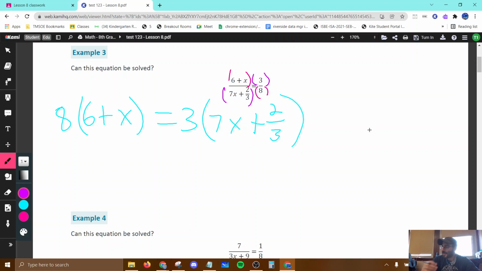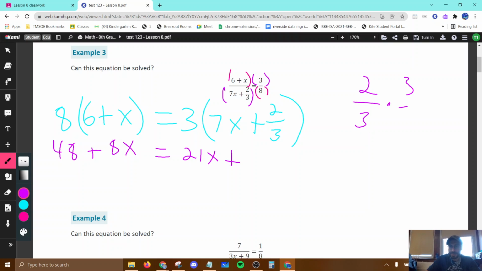So for all of these, I'm not going to solve them all the way. I'm just going to take care of the numerator and denominator. So really quick on this one, you do 48 plus 8x equals 21x plus, now what is 2/3 times 3 over 1? Because I'm multiplying 3 times 2/3. Well, the 3s are going to cancel. And you're going to be left with 2 over 1, which just equals 2. Okay? So that's 2. So 3 times 2/3 equals 2.